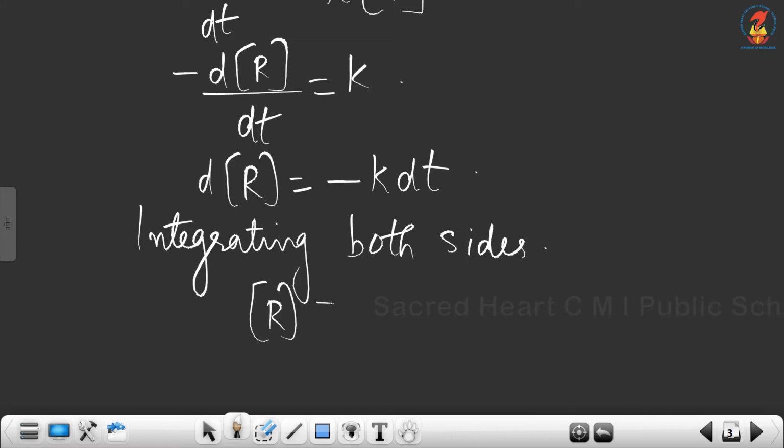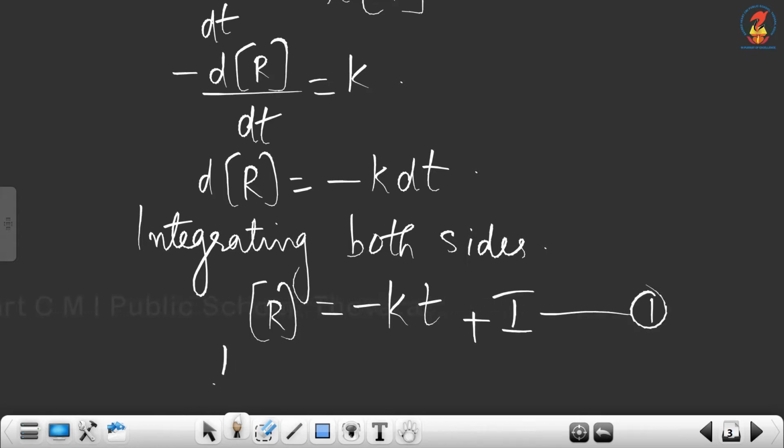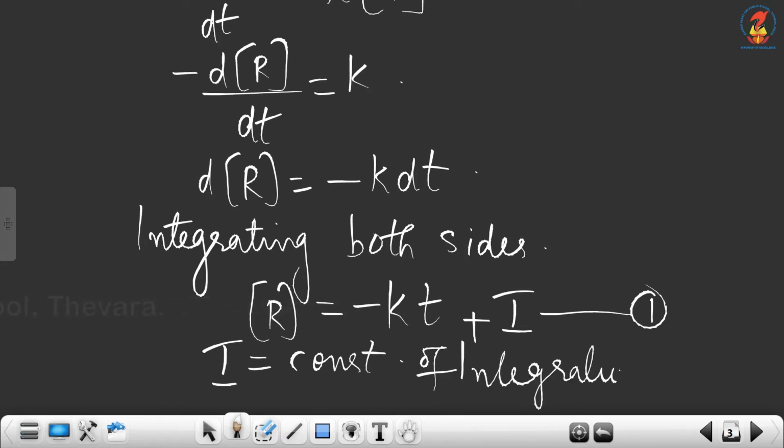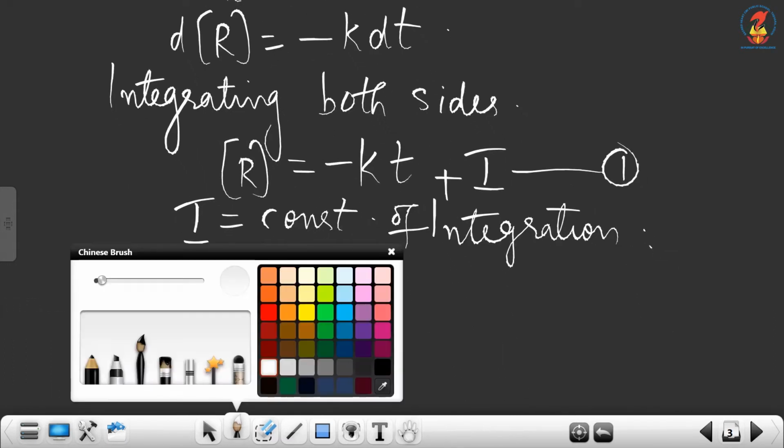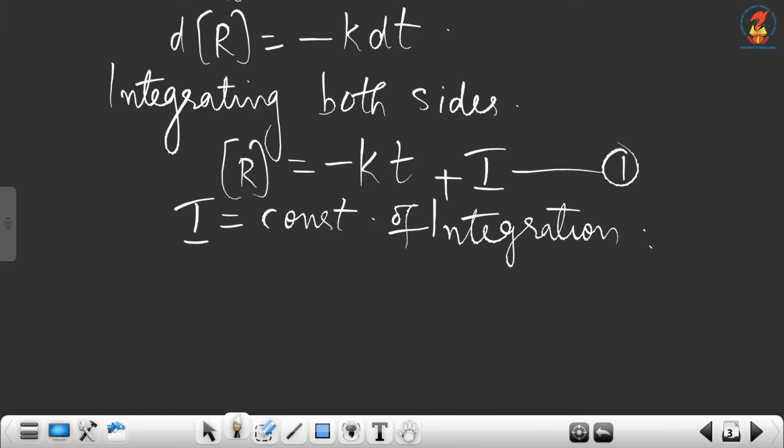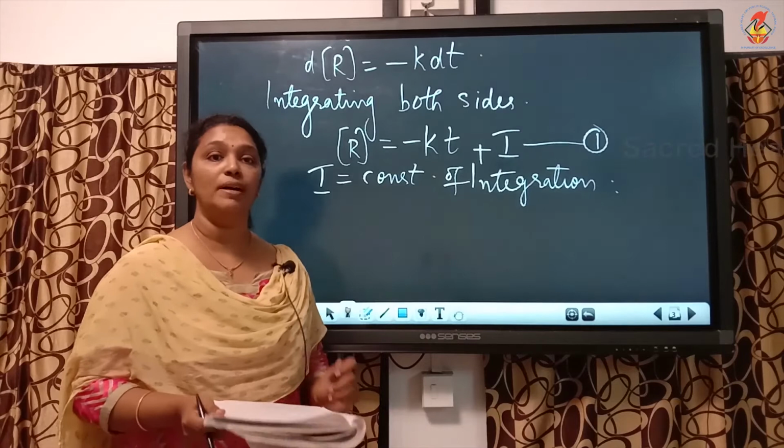So, concentration of R is equal to minus k. k is a constant, that is rate constant, and integral dt is t. So, minus kt plus I, where I is called constant of integration. And I gave that expression, concentration of R is equal to minus kt plus I, as equation number 1.